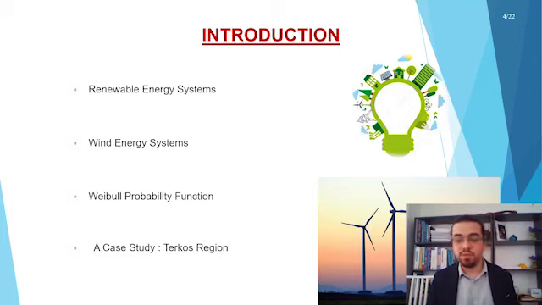It is vital to determine the energy production of these systems, and the variable probability function is the fastest and best way to do this. Using this function, we calculate the capacity factor and energy production among three turbines of different power in the Turkish region.